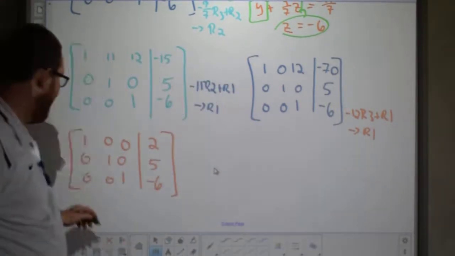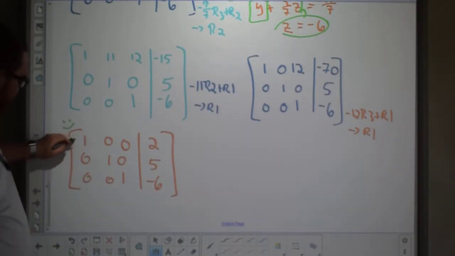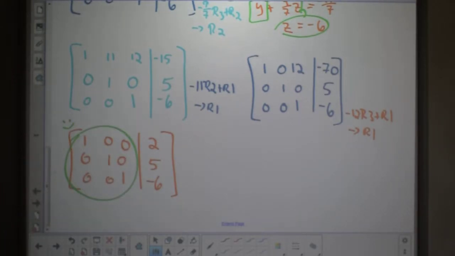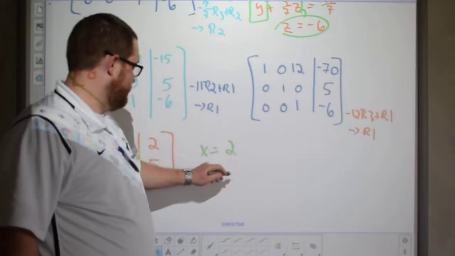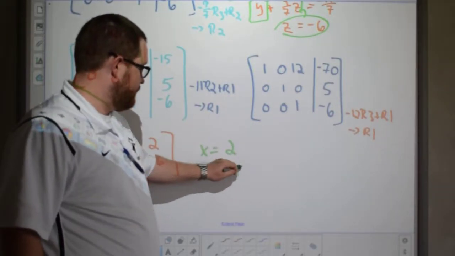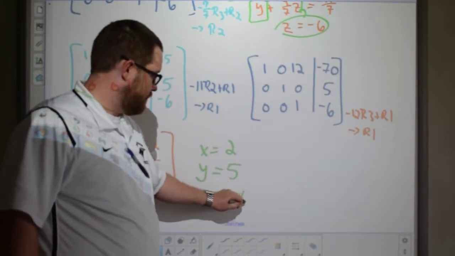And I am extremely happy now because I've got what I wanted. 1, 0, 0, 0, 1, 0, 0, 0, 1. 1's in the diagonal, 0's every place else. So what do these numbers mean? They mean that x is 2, y is 5, and z is negative 6.